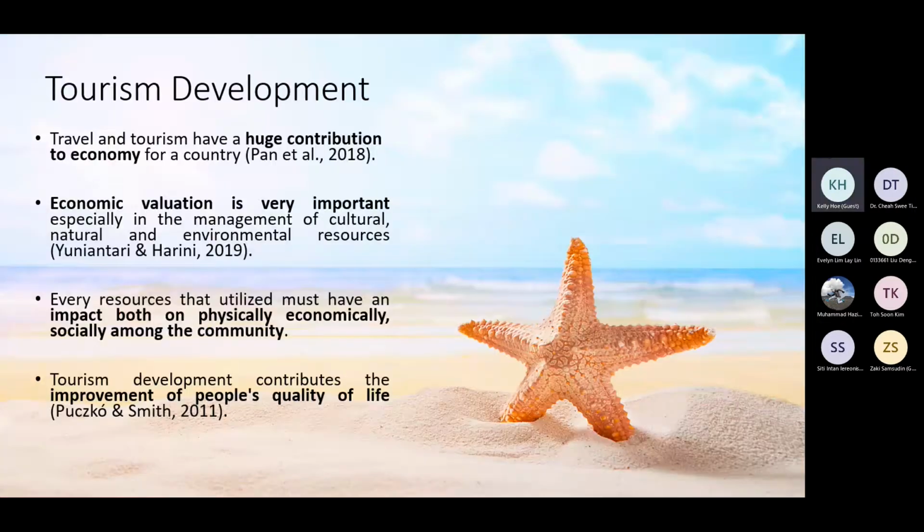Moving on to tourism development. The travel and tourism industry makes a huge contribution to the economy of the country. Economic evaluation is very important, especially in the management of cultural, natural, and environmental resources. Economic valuation is to be able to manage the resources efficiently and on target. Every resource utilized must have an impact physically, economically, and socially on the communities.